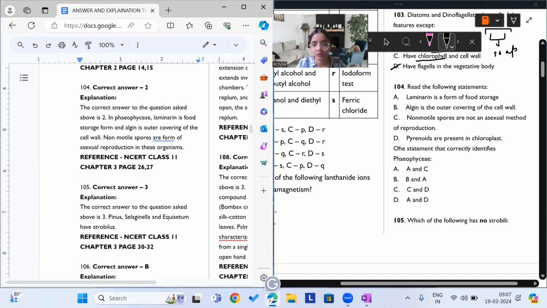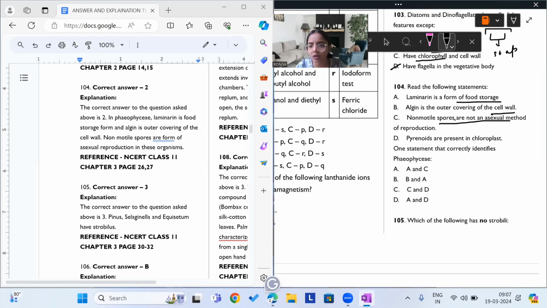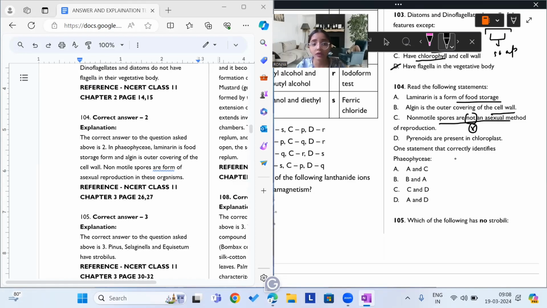So let us see. Laminarin is a form of food storage material in Phaeophyceae. Yes, that is a correct statement. Algin is the outer covering of the cell wall of Phaeophyceae. Yes, it is also a correct statement. Non-motile spores are a sexual method, not asexual. See, this statement is wrong because non-motile spores are a method of asexual reproduction in Phaeophyceae.